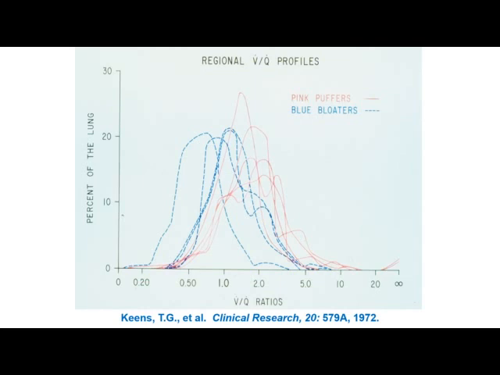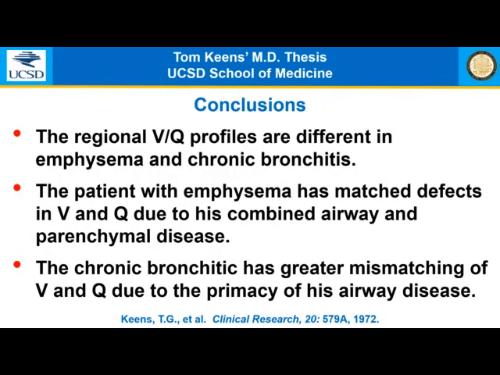And these are the profiles of the patients. So the red indicates the pink puffers. And you can see that as a group, this is percent of the lung with different VQ ratios. And you can see that as a group, the pink puffers had a higher profile of regional VQ than the chronic bronchitics. So the regional VQ profiles are different in emphysema and chronic bronchitis.